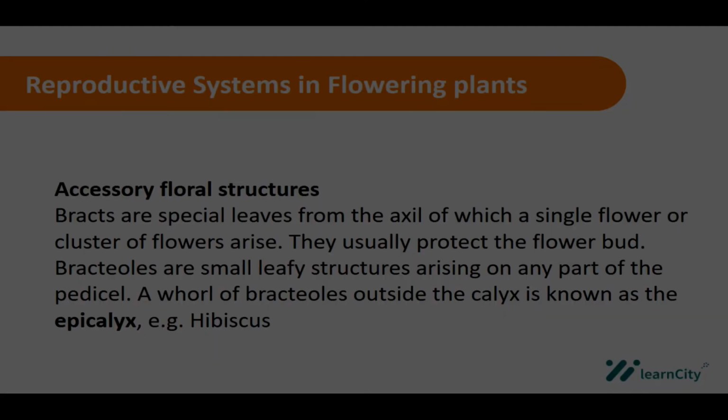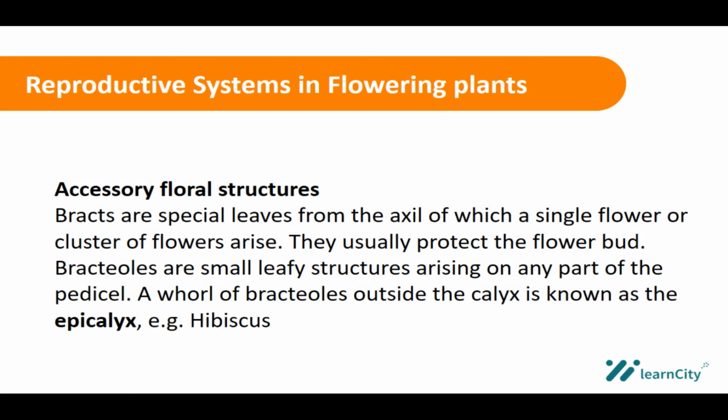Now we also have the bracts. The bracts are special leaves from the axil of which a single flower or cluster of flowers arise. So they are special leaves from the axil of which a single flower or cluster of flowers can arise. The bracts usually protect the flower bud.